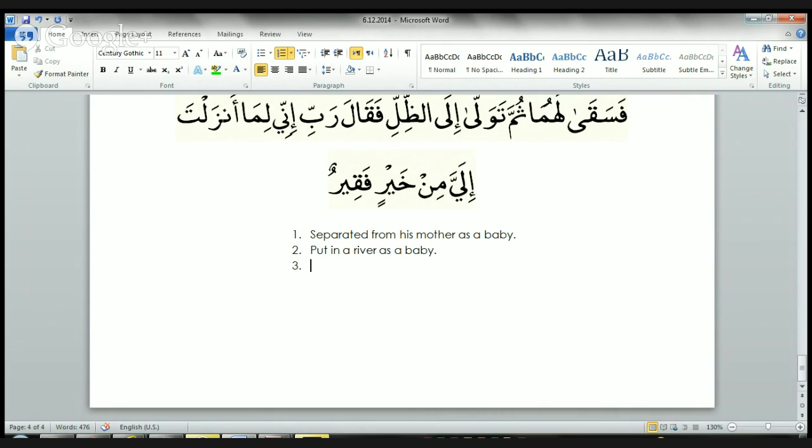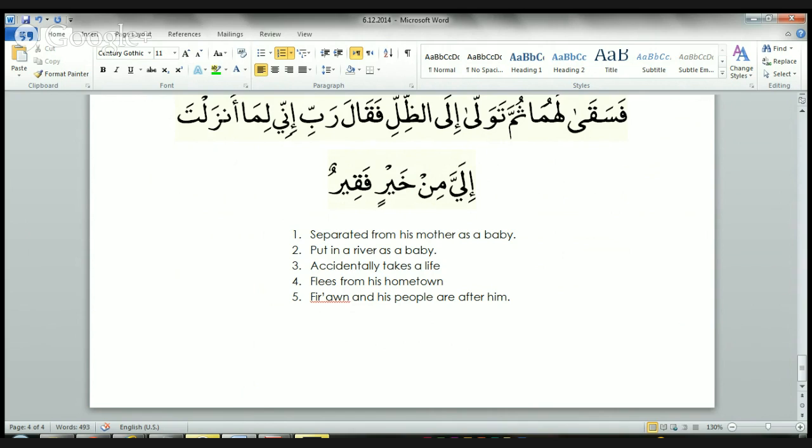So number 3, he accidentally takes a life. Then number 4 does what? He flees from his hometown. Number 5, Fir'aun and his people are after him. So technically he's a wanted fugitive during this time. Even though he didn't do it, he was a wanted fugitive and people wanted to get him.